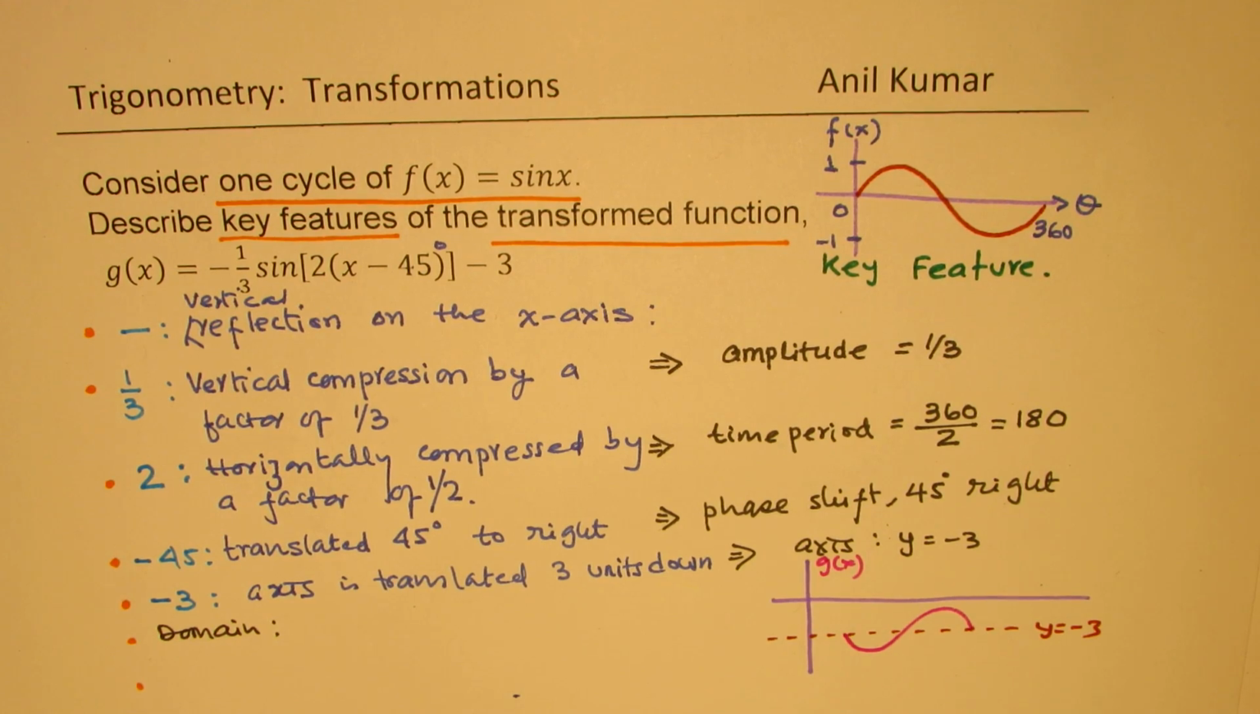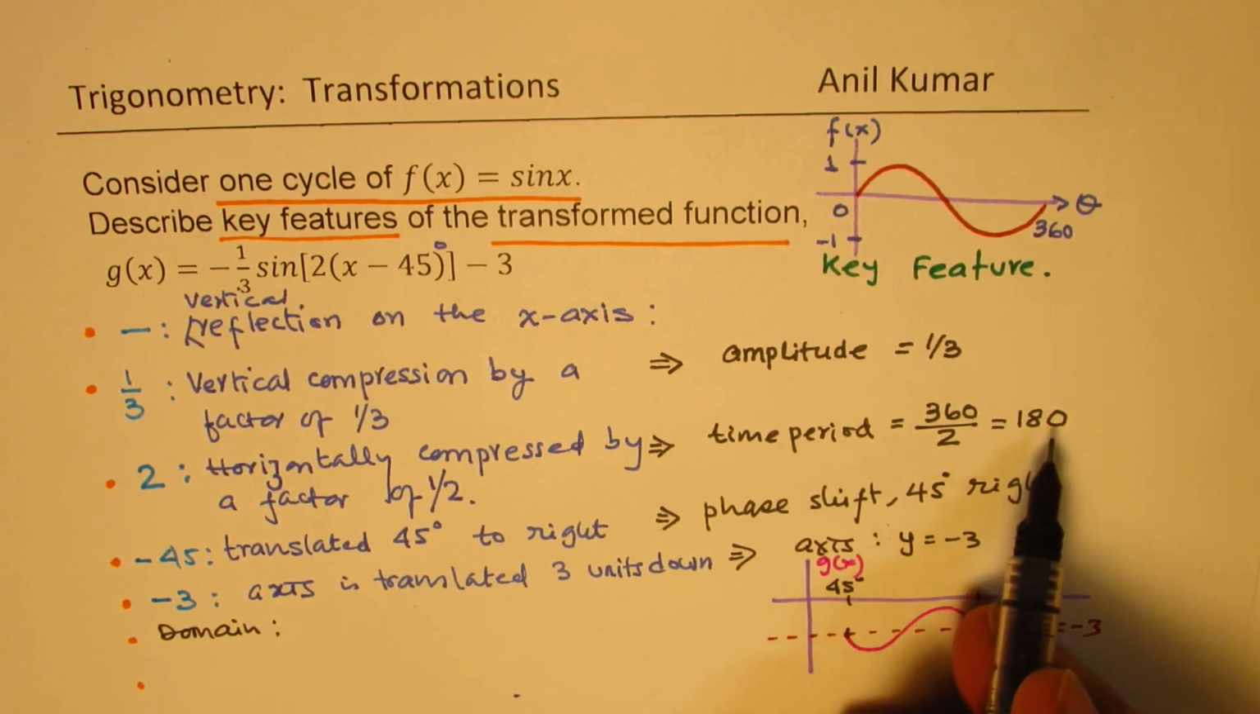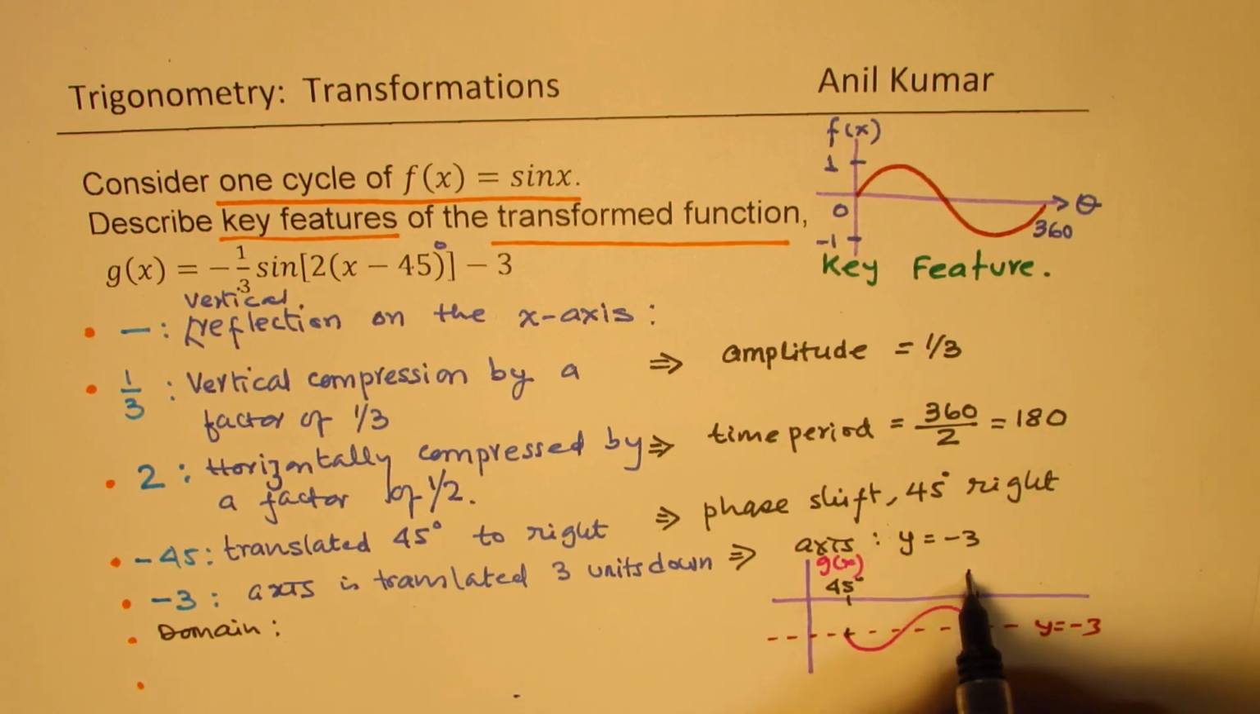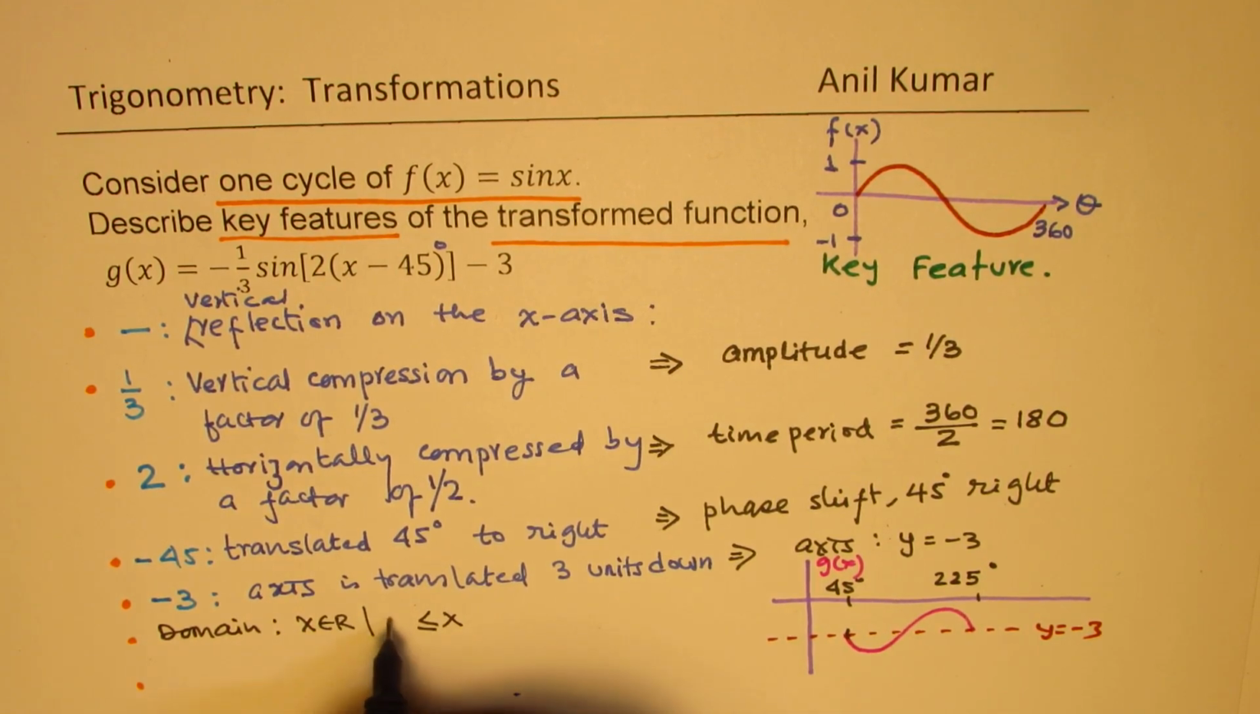Now this g of x, as you can see, will have a domain from 45 degrees to 45 plus 180, right? So which is 5, 8 and 4 is 12, 225. So the domain is that x belongs to real numbers, so that x is greater than or equal to 45 degrees but less than 225 degrees.